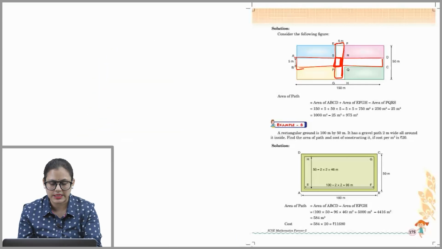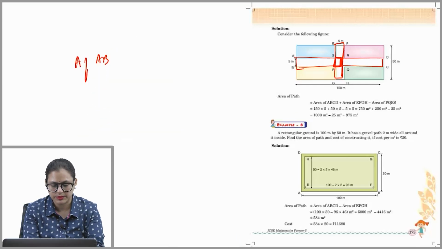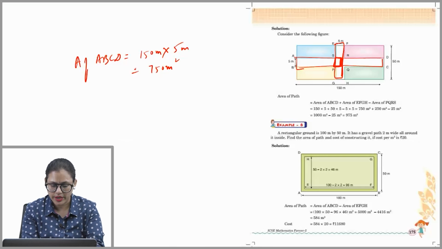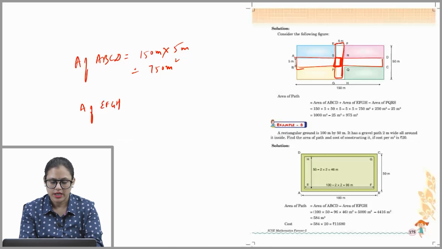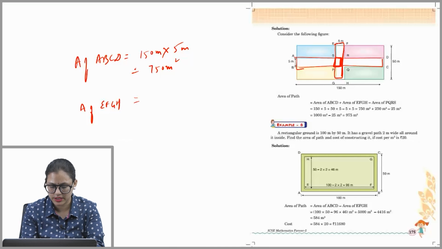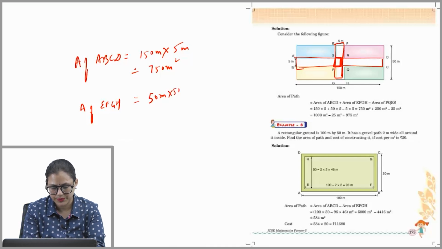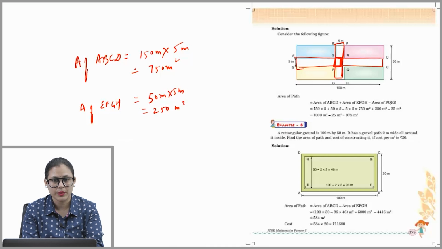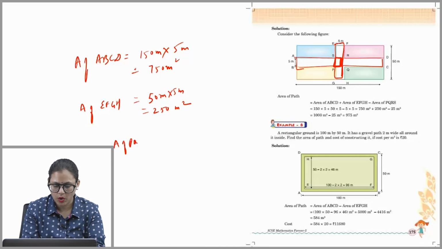So area of ABCD is what? Length is 150 meter, breadth is 5 meter. So 750 meter square. Now area of EFGH. Length is 50 meter, breadth is 5 meter. So 250 meter square. Now area of PQRS. This is a square. Side into side is the formula. Side is 5 meter into 5 meter, that is 25 meter square.